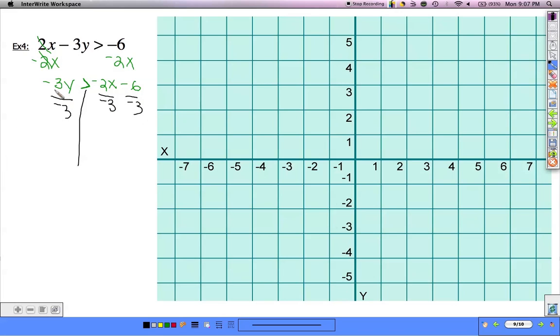So negative 3 divided by negative 3, those are going to divide to 1, or for us, they're just going to cancel out. So we just have y on the left-hand side. We divided both sides by a negative number, so our symbol of inequality switches from greater than to less than.